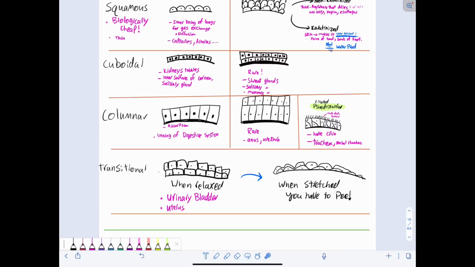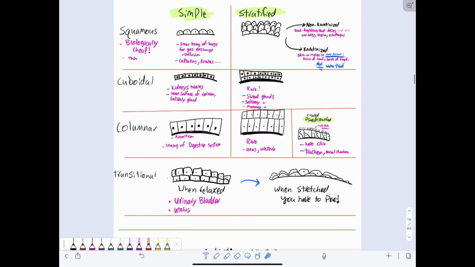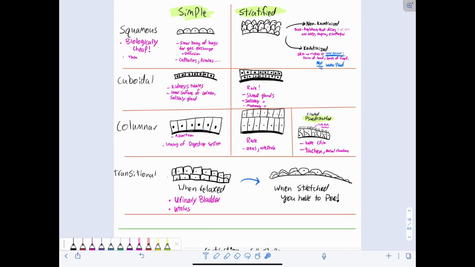The next, last type of epithelial cells you have is called the transitional. So with the transitional epithelial, there's no simple and stratified with this one. I'm assuming they're all stratified, kind of. It's called transitional because it transitions from looking like a cuboidal structure to a squamous-looking structure. So you find this in the bladder.